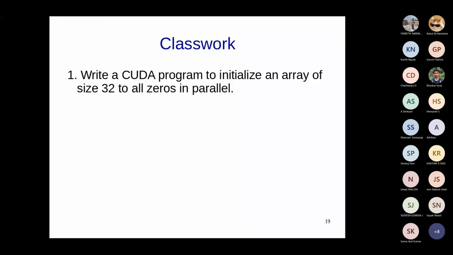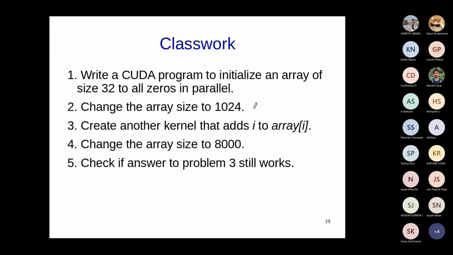Now, I want this to be changed to 1024. So the way I'm going to do it is simple. I had 1,32 as the launch configuration. I'm going to change it to 1,1024. And if I compile and run the code, I'll see that it actually works.